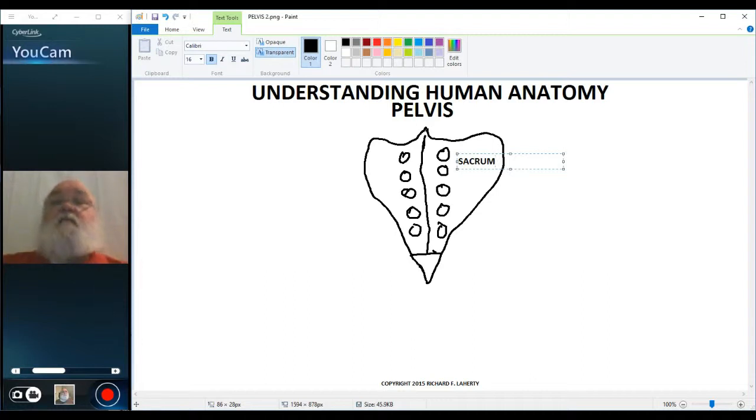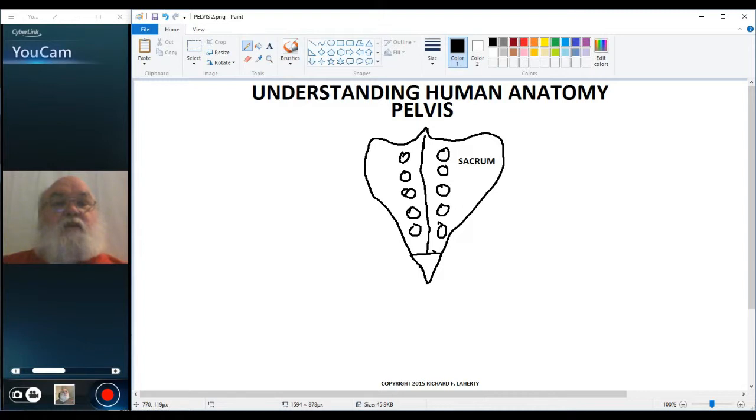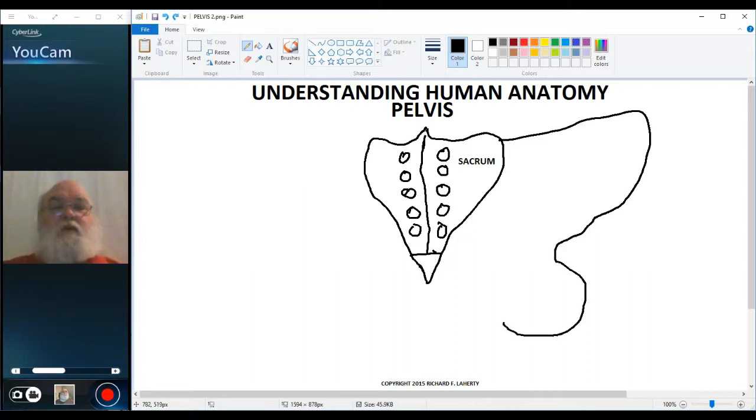And then we'll draw in the os coxae. And we'll start with the ilium. And the acetabulum. Then down into the ischial tuberosity, the lesser sciatic notch, the ischial spine, and the greater sciatic notch.